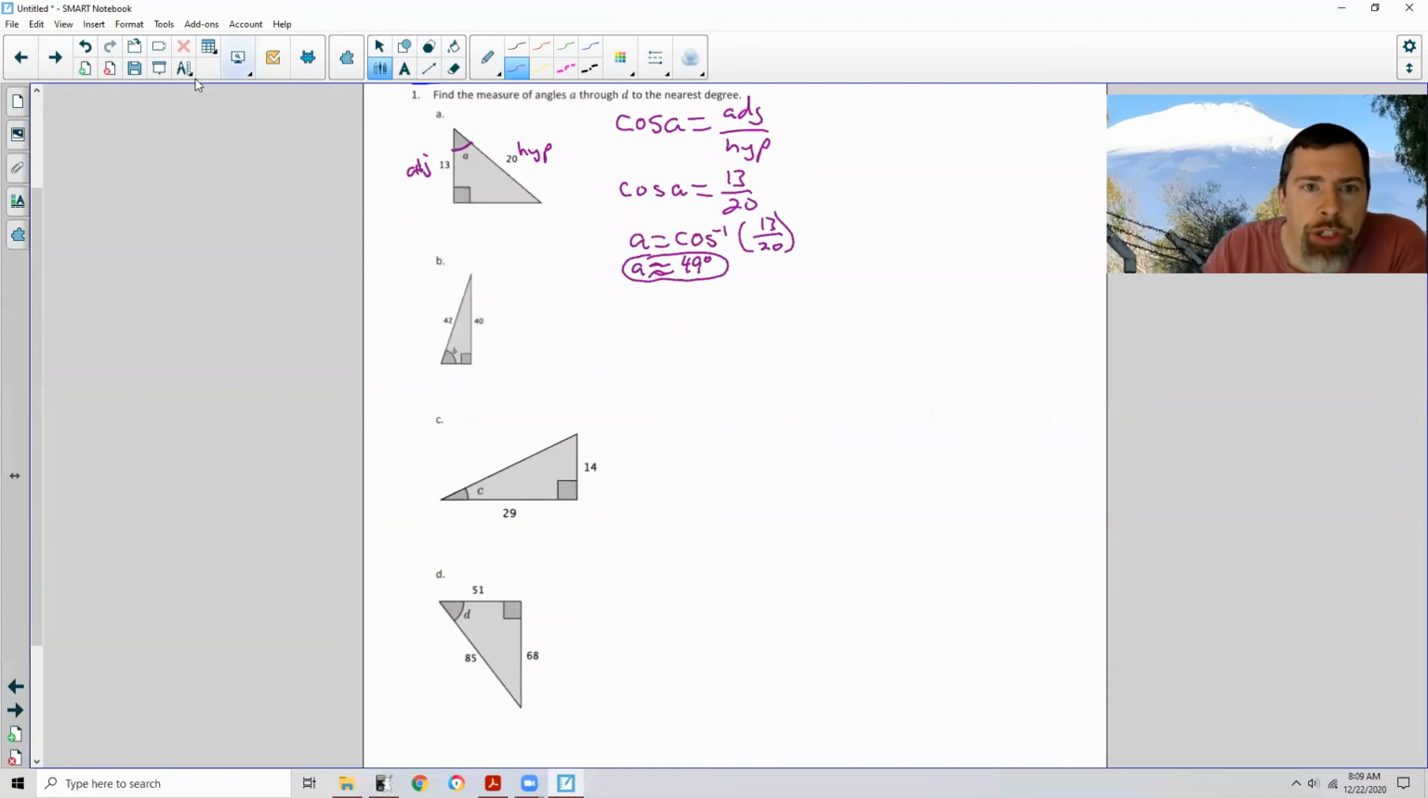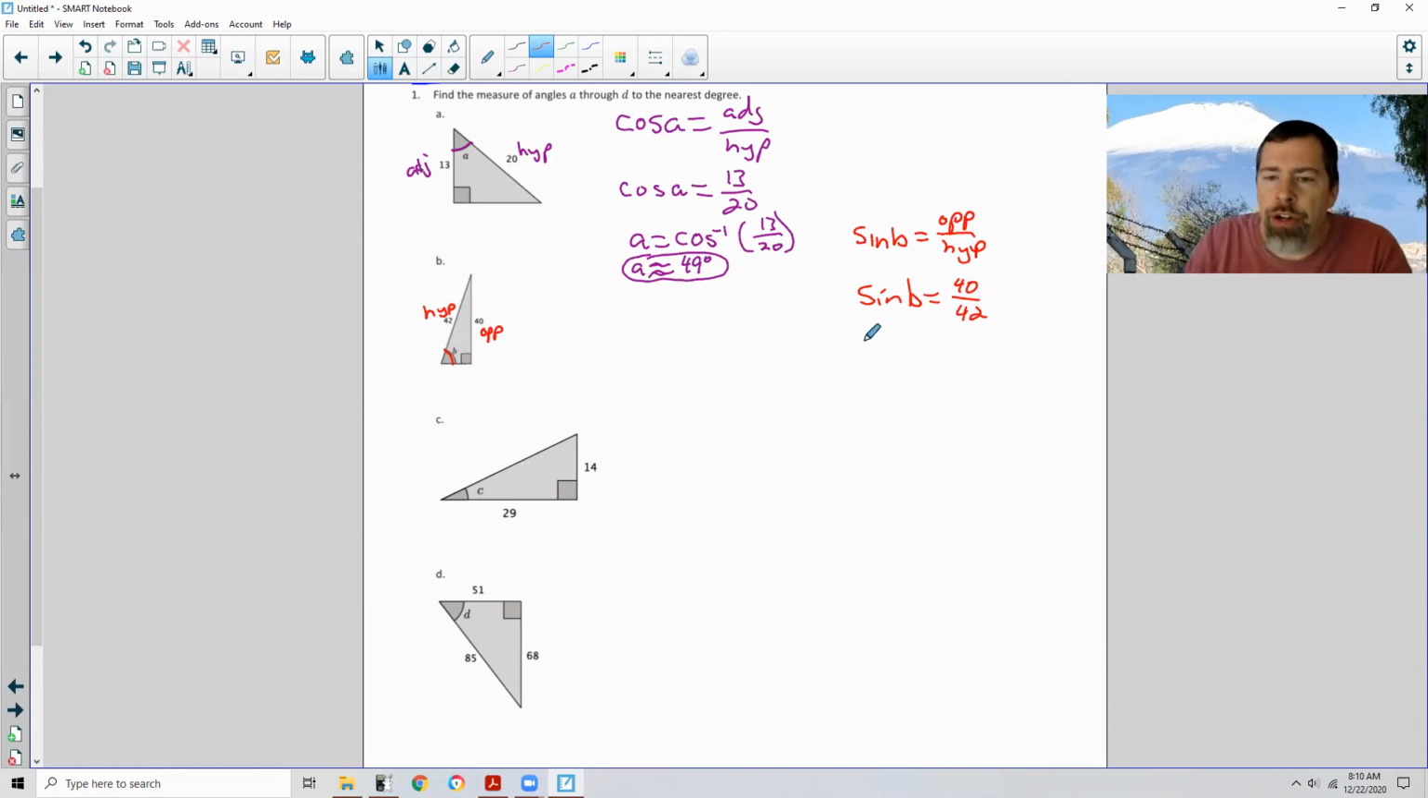Okay, B, let's change colors. B, where's my marker? There we go, B. B is right here. With respect to angle B, we know opposite and we know hypotenuse. Opposite over hypotenuse is sine. So I'll do that over here. The sine of B equals OPP over HYP. And the sine of B equals opposite 40 over 42. Okay, we could reduce that, but why?